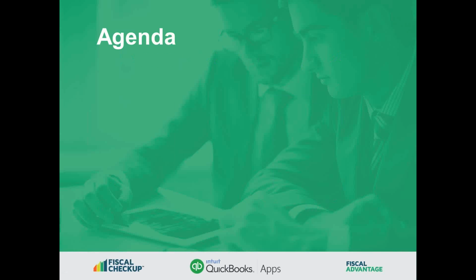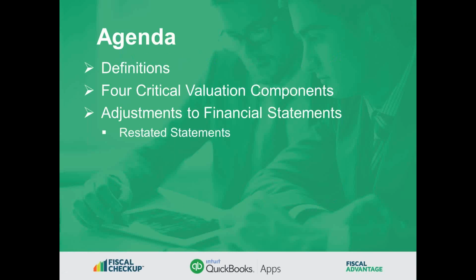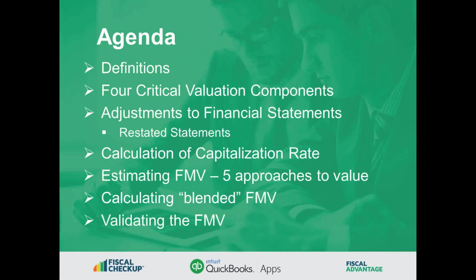So let's get started. The agenda for today is we're going to look at and define some basic terminology regarding valuations. We're going to talk about what we call the 4 critical valuation components. We're then going to show the traditional adjustments to the financial statements, and then we're going to restate the financial statements. We're going to use all that data then, and we're going to calculate both a discount and a capitalization rate, and then we're going to use the data to estimate the fair market value of the business using 5 different approaches to value. We're then going to blend all of the different methods, and finally we're going to arrive at the fair market value of the business as calculated by the software.